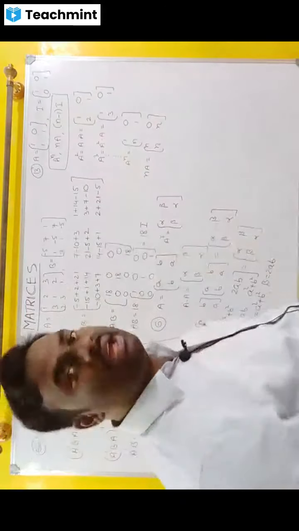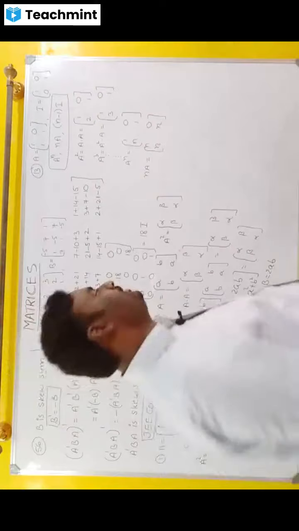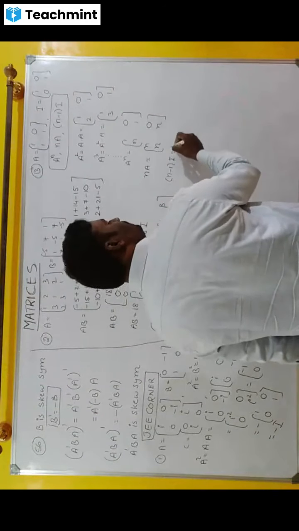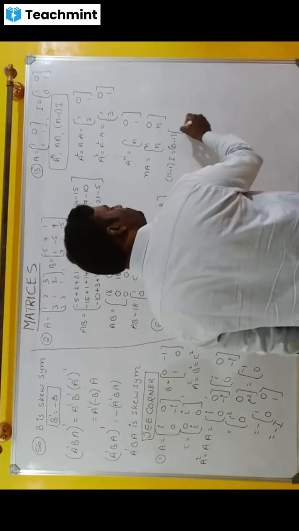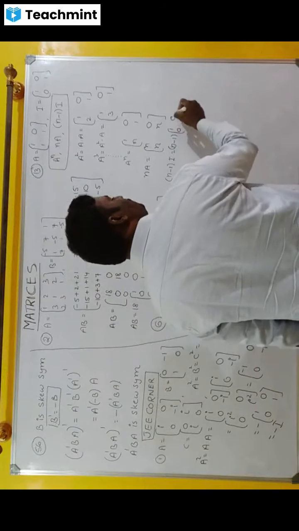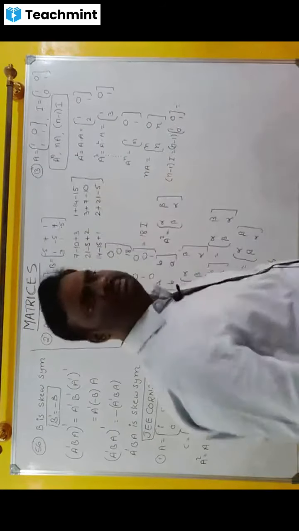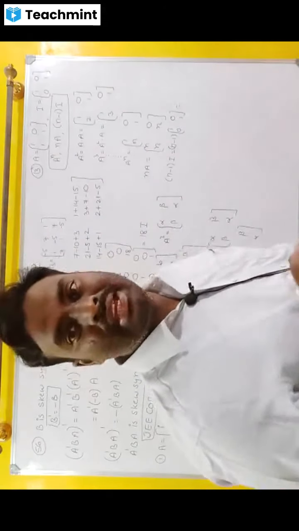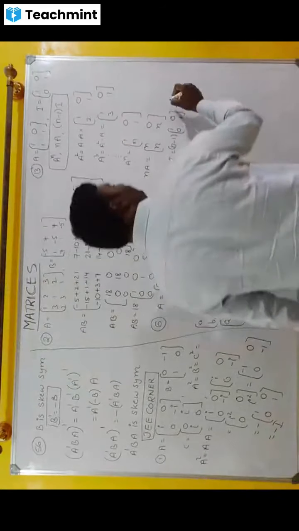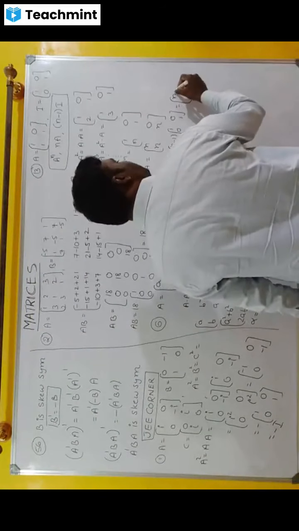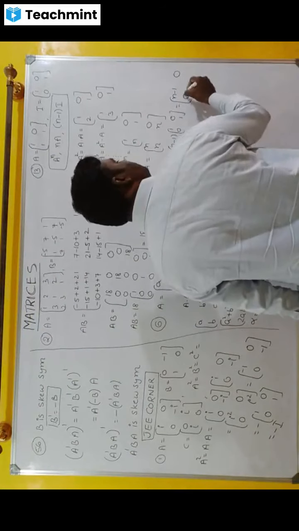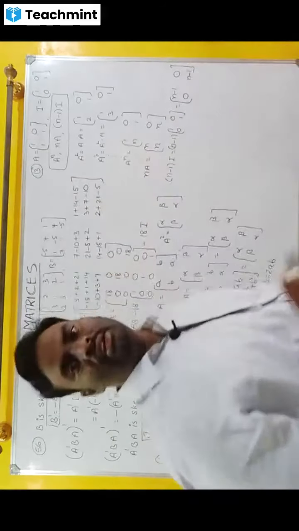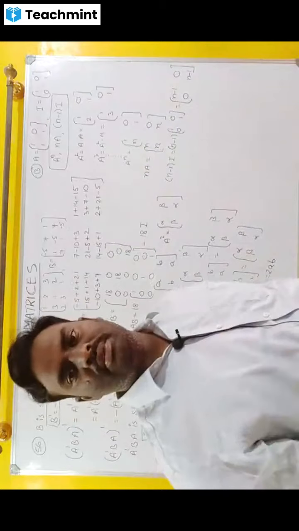What is the third value? n minus 1 into I. I am finding that, n minus 1 into I. Then n minus 1 into I means what? I is 1 0 0 1, and each and every element in I is multiplied by n minus 1. Then what will you get? n minus 1, 0, 0, n minus 1. Then finally we got these three values.